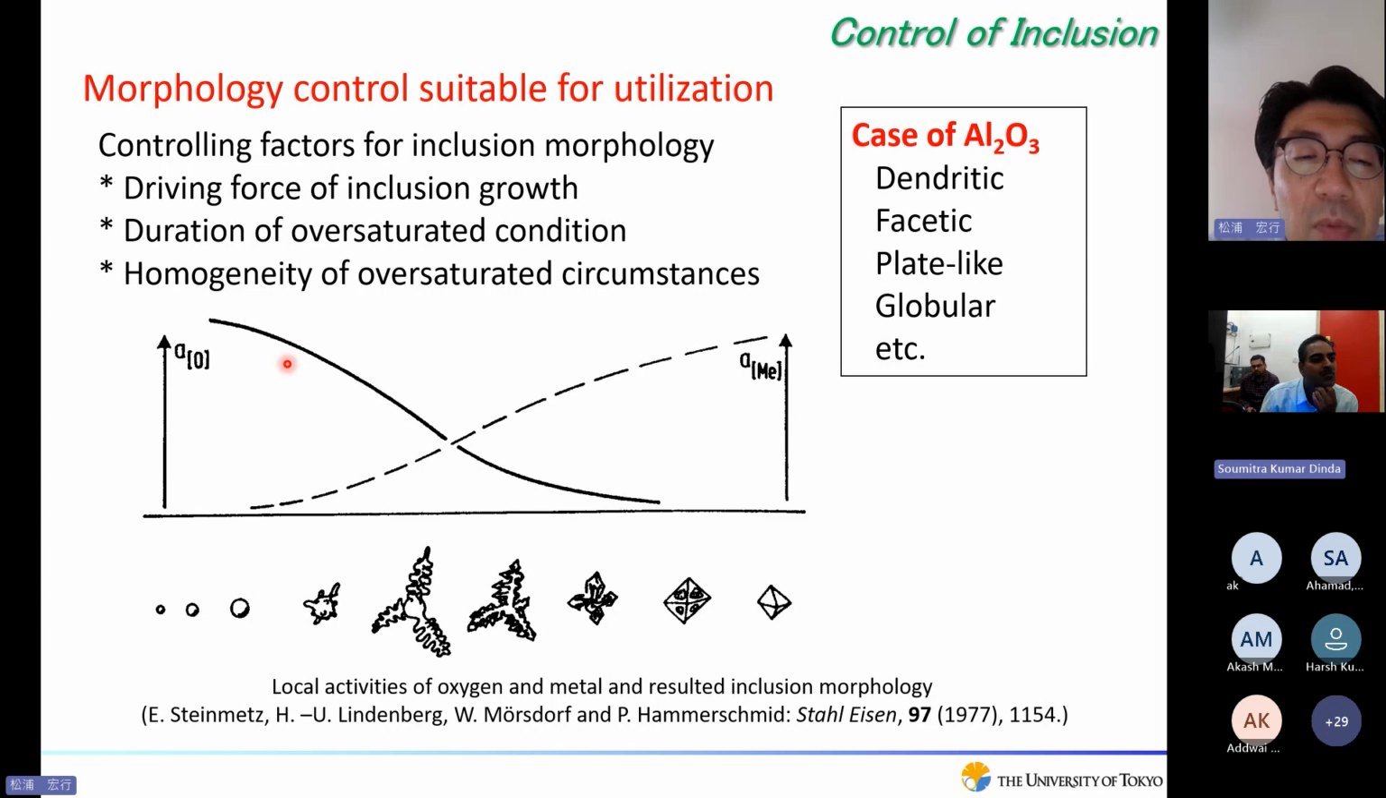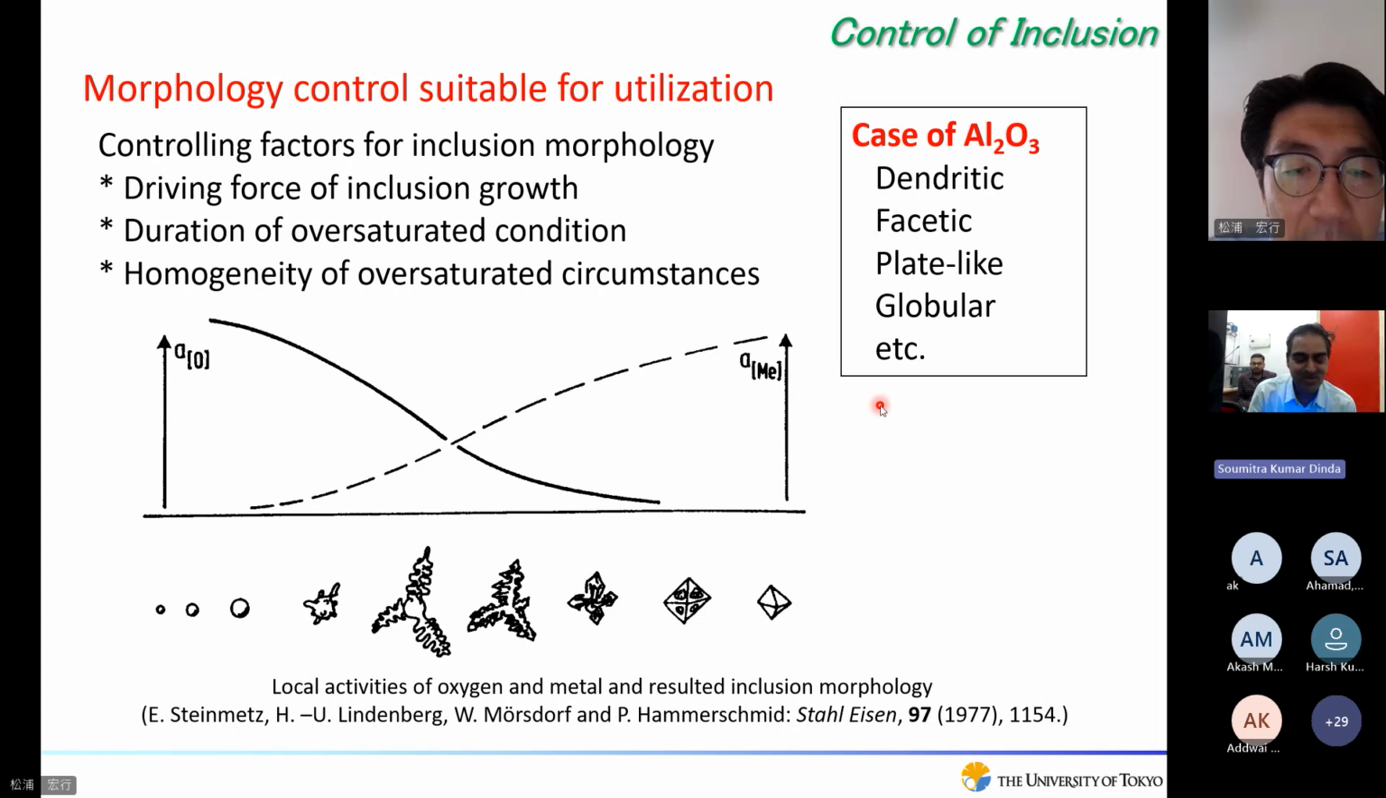Meanwhile, when the oxygen and metal activity is in the middle range, I would say this may form the dendritic structure of inclusions. So I can say that the transport of metal element and oxygen element may affect the formation of this dendritic form, in my understanding. Okay, that was quite a nice explanation.